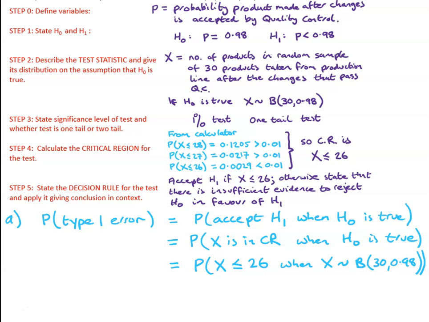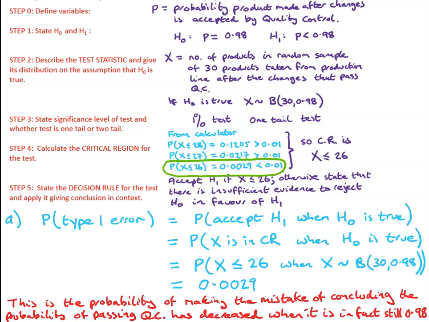And we've already got the probability of that happening, and that is 0.0029. So the probability of a type 1 error in this case is 0.0029, very small probability. This is the probability of making the mistake of concluding that the probability of passing the quality control test has decreased when in fact it is still 0.98.